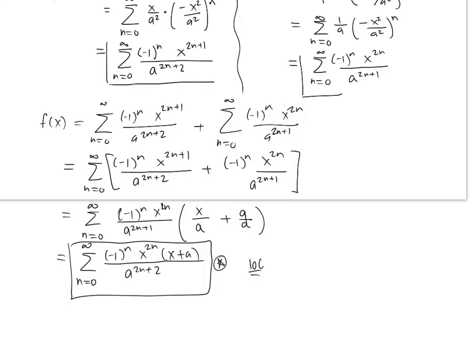Okay. So the interval of convergence here is, both of them have the same r, right? We need negative x squared over a squared to be less than 1. Which means x squared absolute valued is less than a squared.